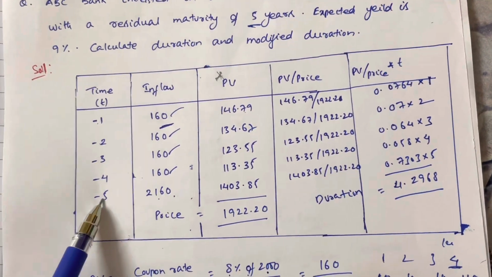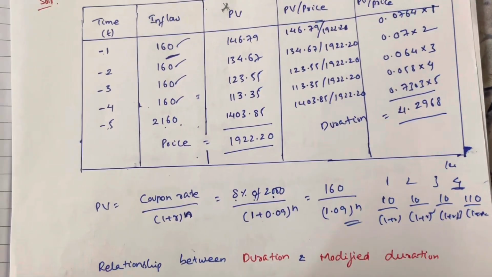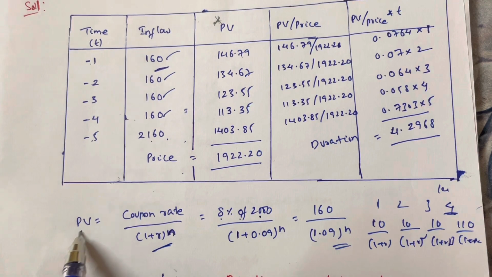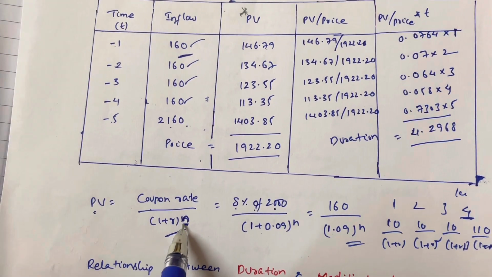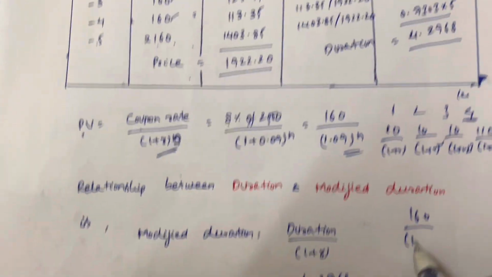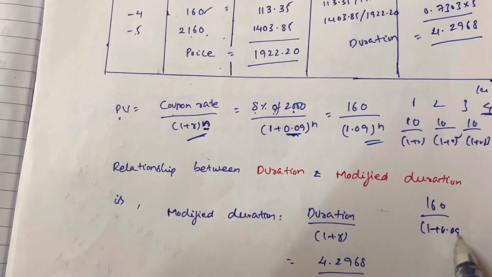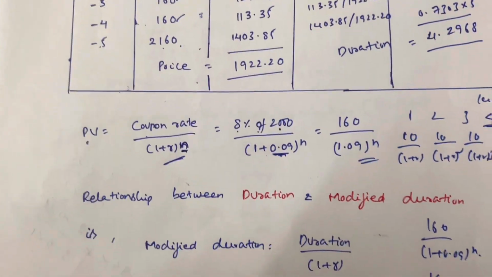Now the given period is 5 years, that's why we took time as 1 to 5. Now present value we have to calculate. How will we calculate present value? Present value for a year means coupon by 1 plus r whole power n, where n is the year. The given yield is 9%, so we will write r as 0.09. So 1 plus 0.09 whole power n. For the first year it will become 160 by 1.09 whole power 1.